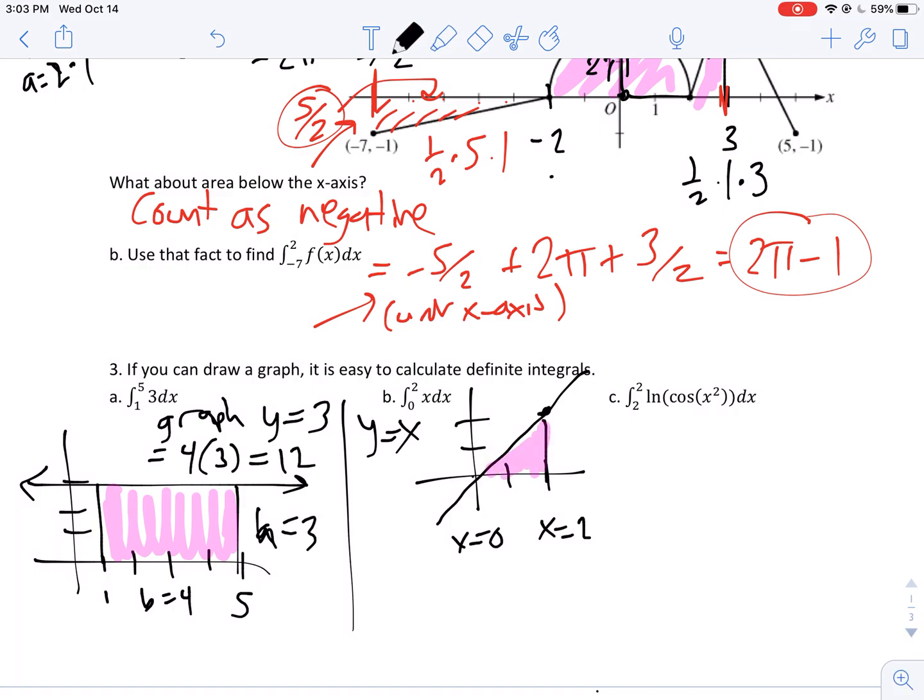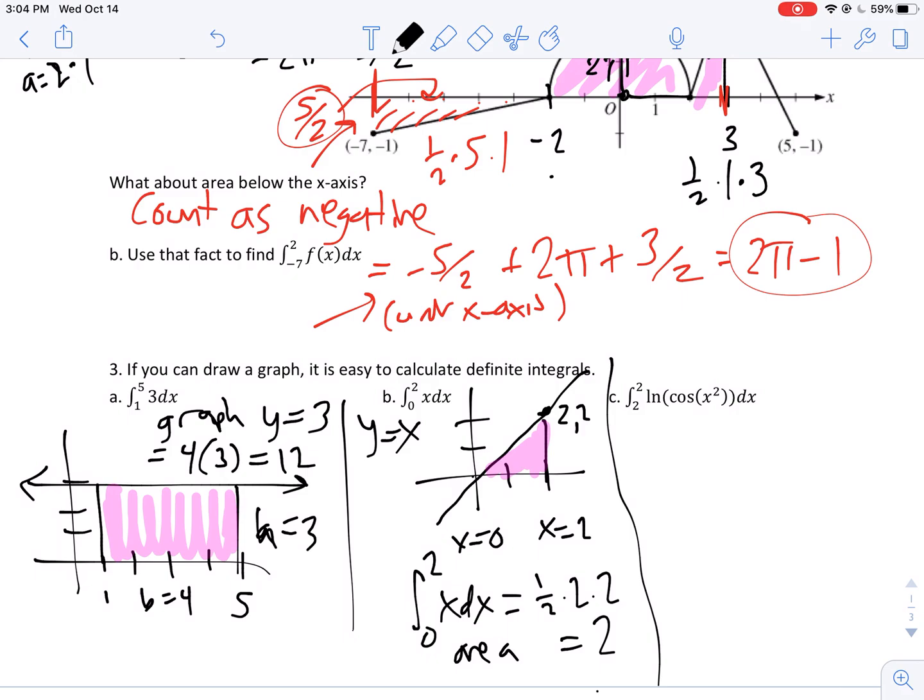Okay, well at 2, this is the point 2 comma 2, of course. And this is just integral 0 to 2 of x dx, that area, and we're always thinking about these in area. That area just turns out to be 1/2 times 2 times 2, so just 2.